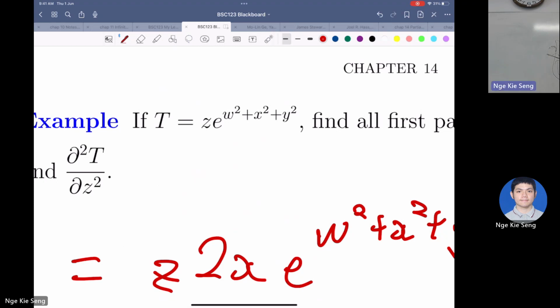Not quite. No, it's not the product. The product of what? Too much. Length of a vector. How to compute length of vector? Yeah, square root of a square plus b square plus c square. Okay. So actually this is the length. So you take e to the power of the length of the vector w, x, y, and then multiply with some number. This function.